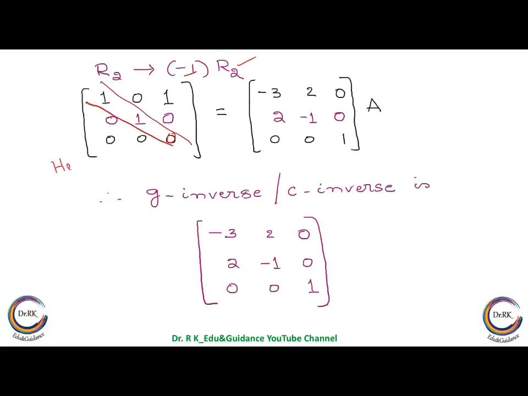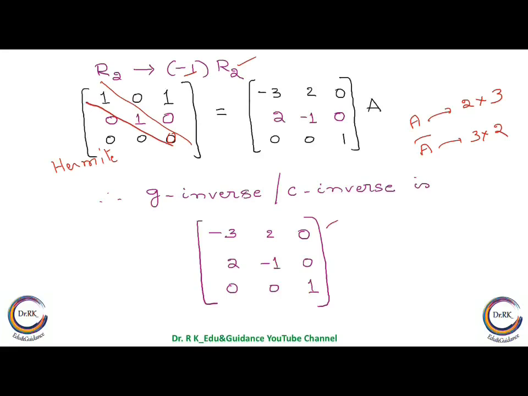Now, what is the order of the given matrix? It is 2 by 3, right? So then what is the order of C inverse? 3 by 2, right? So 3 by 2 means you can pick any. 3 rows and 2 columns, right? 1, 2, 3 rows, 2 columns.